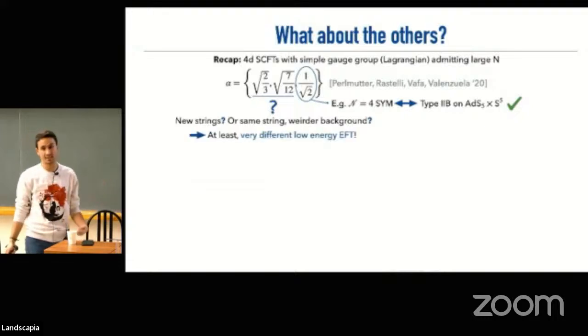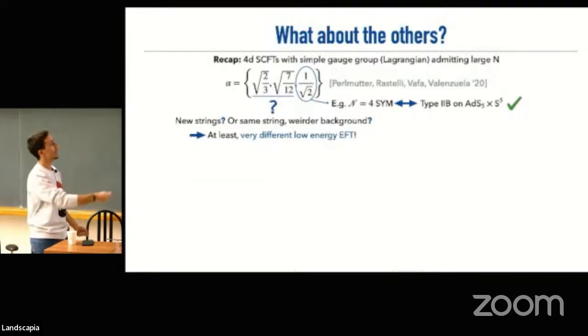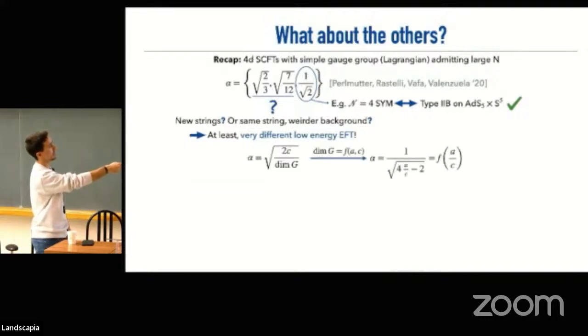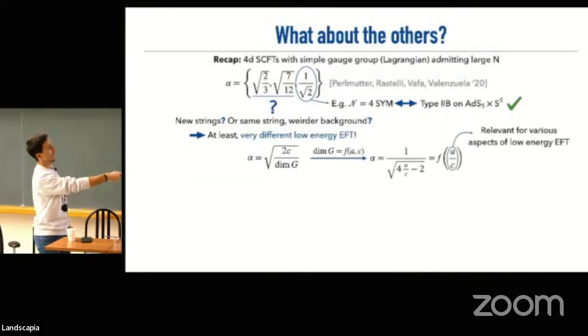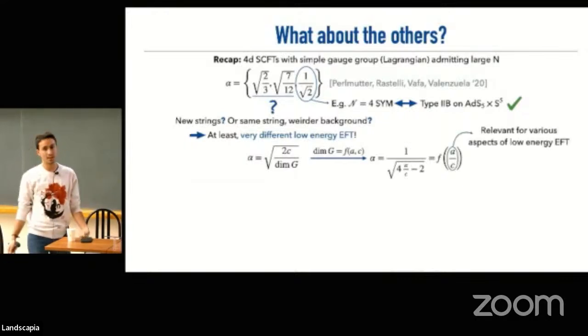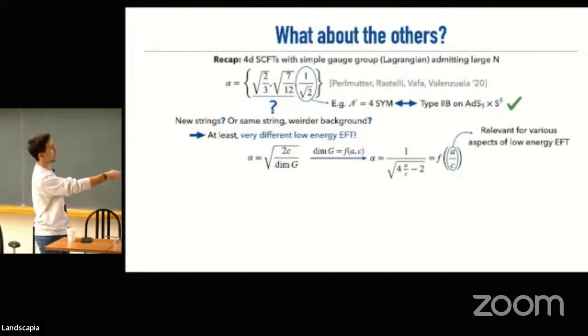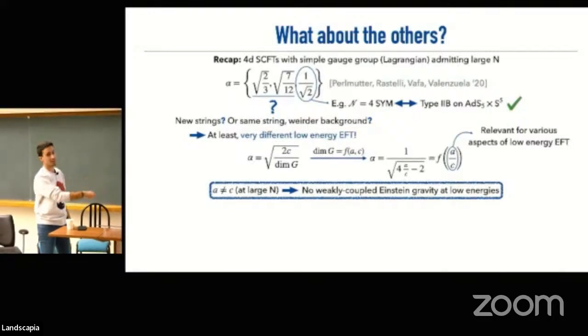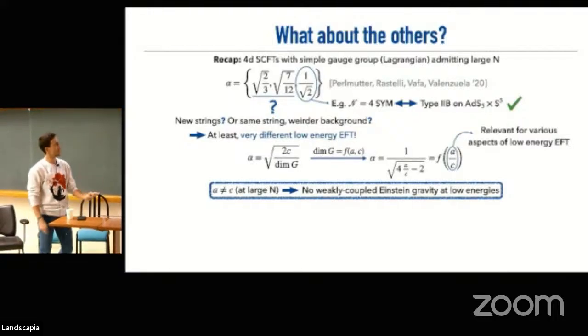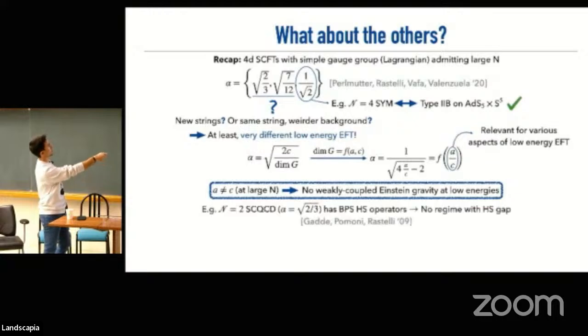So at least what I can say is that they will have very different spectra. Why? Because one can take the equation in this paper for alpha, and one can rewrite it in terms of only a over c, which are the two central charges of a holographic CFT. And this in AdS/CFT is known to be relevant for various aspects of the low energy effective theory that is related to AdS. For instance, a very nice result is that if a is different from c at large N, there is no weakly coupled description of low energy. And that automatically means that for these two values, this will not have a weakly coupled Einstein low energy.